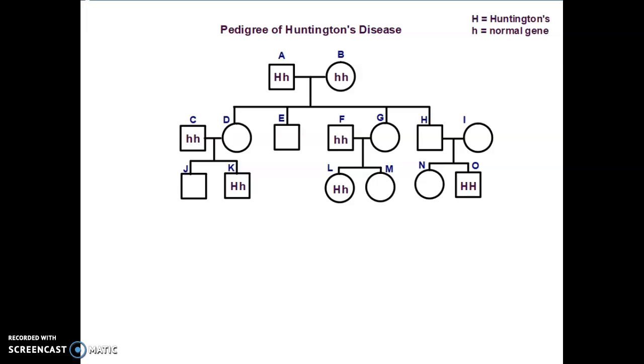This is a pedigree of Huntington's disease. And if you guys remember from your genetic disorder assignment, Huntington's disease is actually a dominant gene. So if you have one bad H, you're kind of screwed. Okay, so if you have one bad H, there's already a 50% chance that your child is going to have Huntington's disease. And we'll talk more about that later.